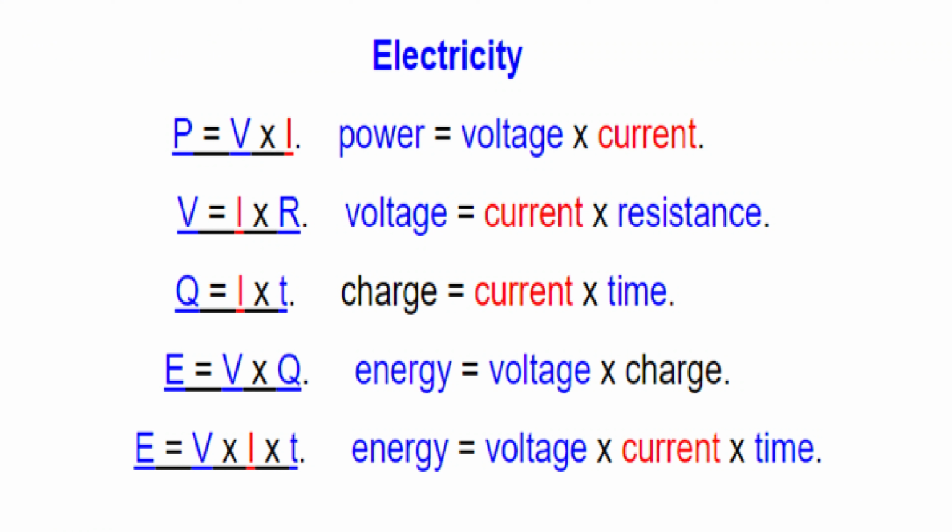So to learn further about electricity, we need to learn these 5 formulas. P is equal to V into I, which is power is equal to voltage into current. V is equal to I into R, which is voltage is equal to current into resistance. Another one is Q is equal to I into T, which is electric charge is equal to current into time. Another one is energy is equal to voltage times charge. The last one would be energy transferred is V into I into T, which is energy transferred is equal to voltage multiplied by current multiplied by time.